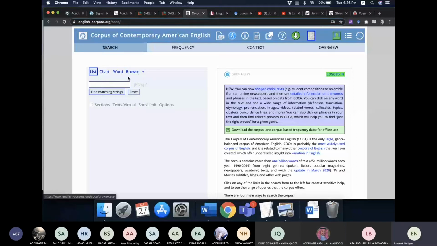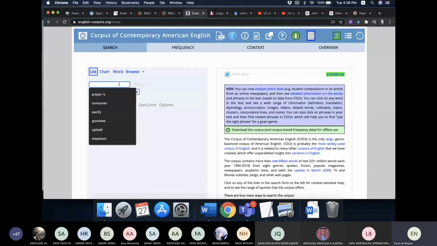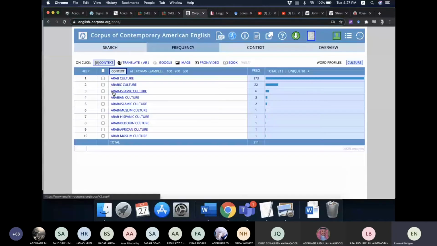So if we look at Arab, and then I will add a wildcard. You can see here that I've already done this before. The wildcard tells the software that I don't know what it is, ING, is it ED? Any type of suffix that you have, just try it out. Let me know which one occurs with culture. And I click. So tell me, is it Arabic culture or Arab culture?